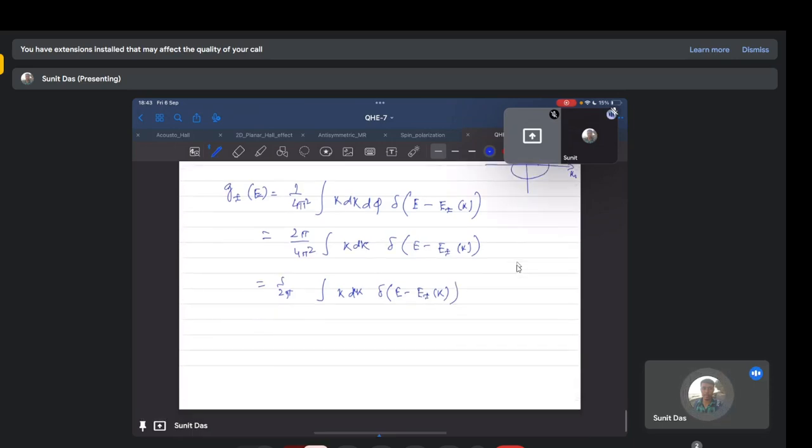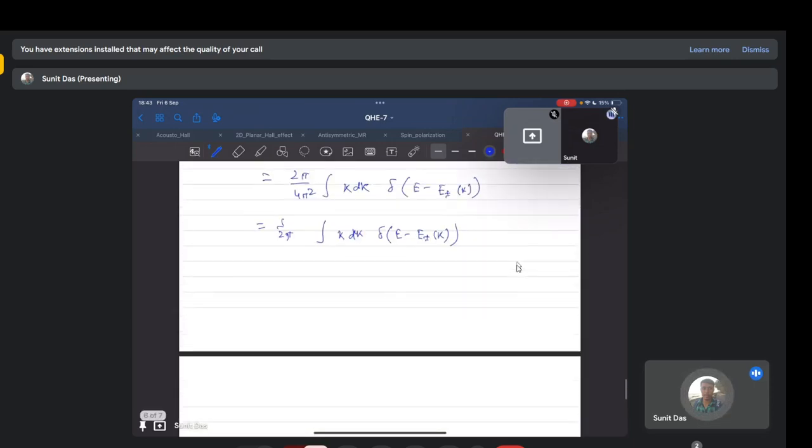Now to further evaluate this, we need to know one delta function property, which says that the integration of delta of x minus a, and f of x, let's say, so this is one property, and this is integrated with respect to x.